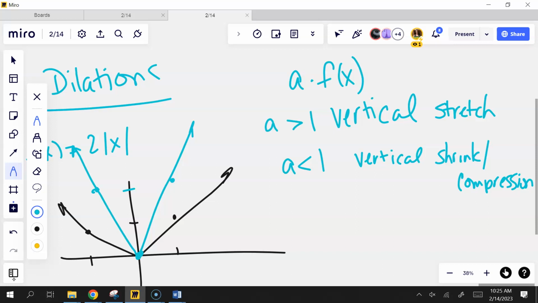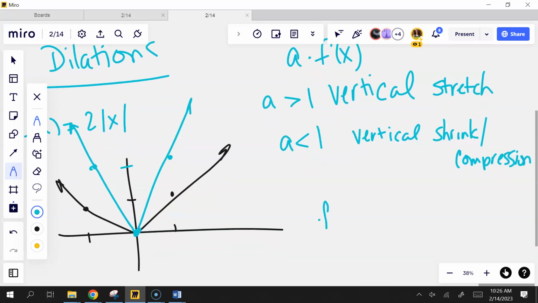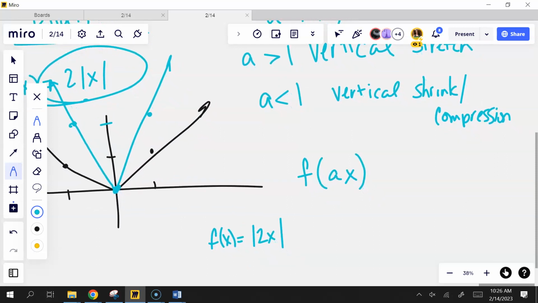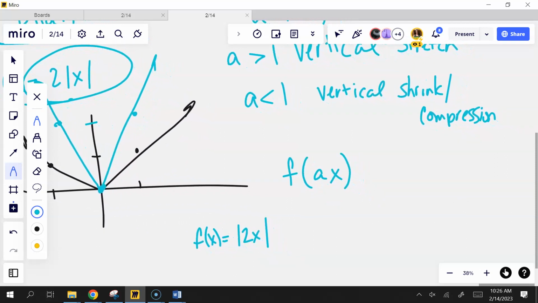Now there's 2 more types of dilations I need to add on here. Okay. This time, if your A is hooked to the X, okay? So in other words, instead of it looking like this, it might look like this, okay? This is the difference in a vertical and a horizontal. This is a horizontal dilation. And everything with X is always opposite.